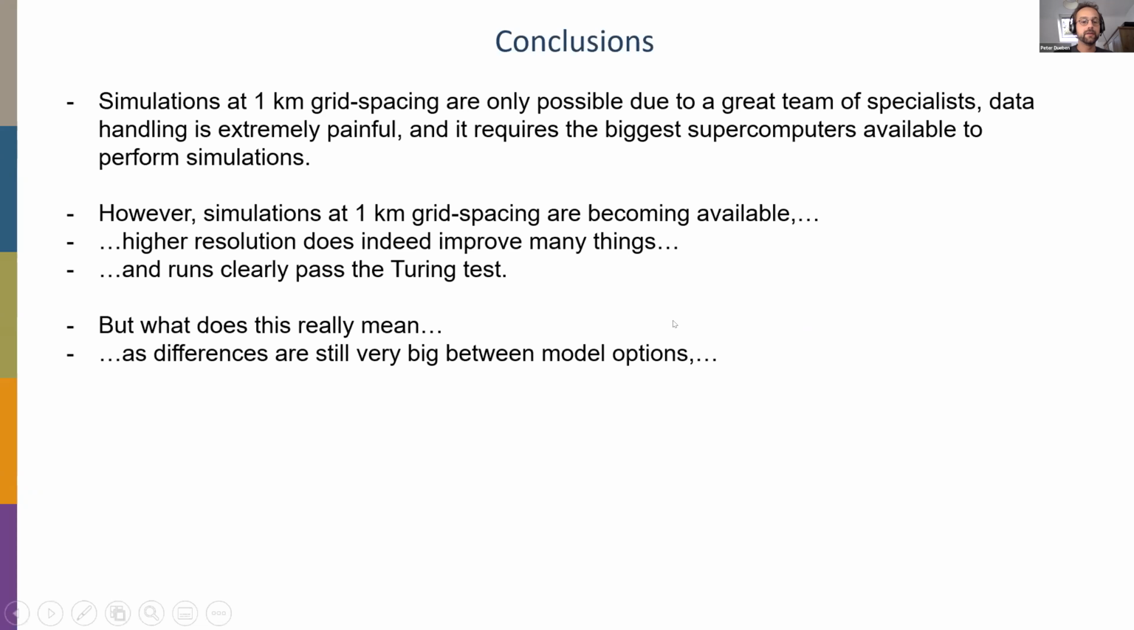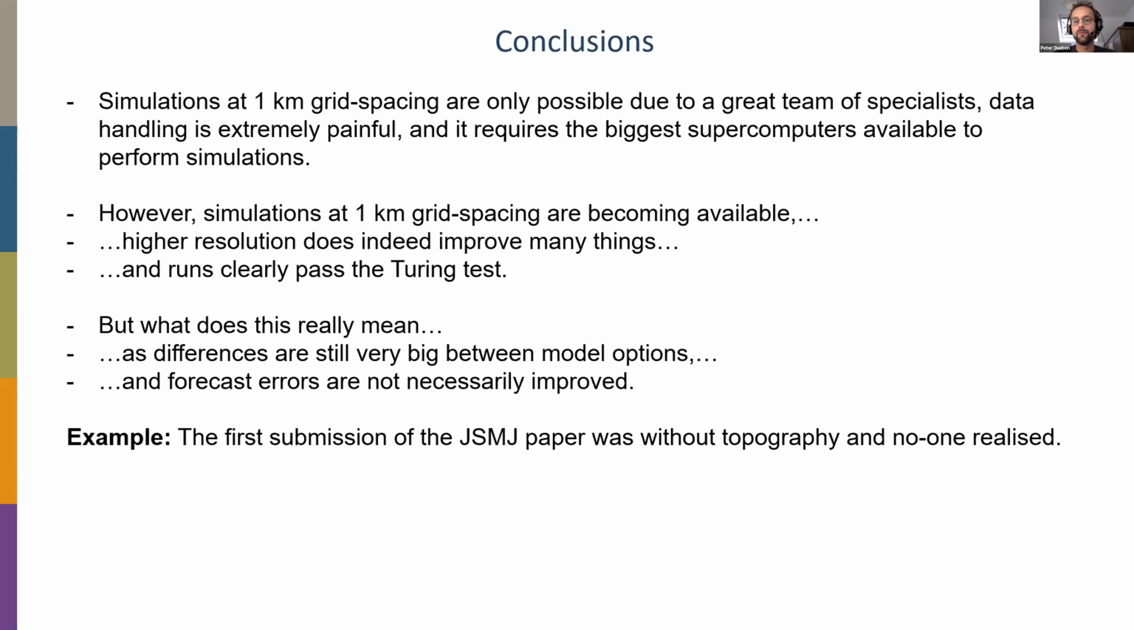But what does it actually mean? Basically, the differences are still very big between model options, so we still will require a lot of development here. For example, the forecast errors are not necessarily improved. And just to give you one example, when we first submitted the JAMES paper, we had a bug in the pre-processing of the topography fields, which basically erased all topography. We did not even realize it on the level of diagnostics that we were working with 12 or 24 hour simulations.